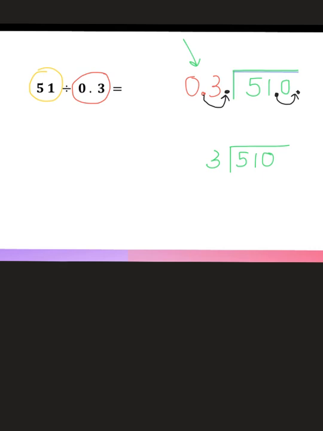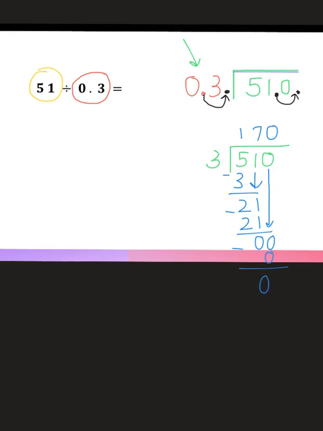So 3 goes into 5 one time. Because 1 times 3 is 3, we subtract. 5 minus 3 is 2. Drop your 1. 3 goes into 21 7 times, because 7 times 3 is 21. Left with a 0, drop our other 0. 3 goes into 0 0 times.